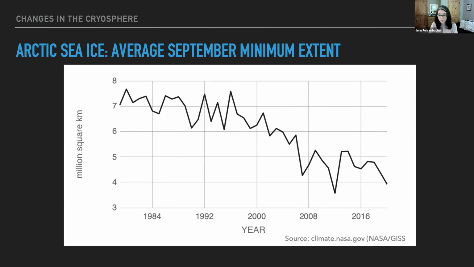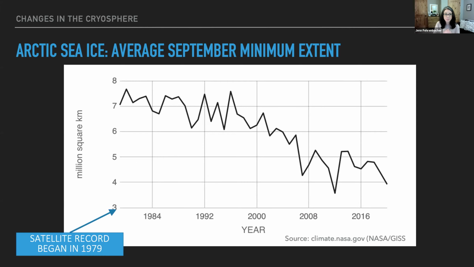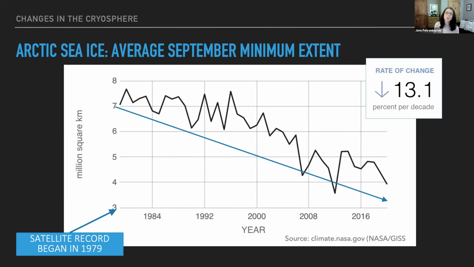We measure this with satellite data. The satellite record for measuring ice in the Arctic began in 1979, so we've got about 40 years of data showing us what's been happening in the Arctic with ice extent. Again, overall, we see a change. We know that temperatures are going up on the planet, and in response, we're seeing things like ice on the planet melt. The rate of change is about 13% per decade. And some scientists would even suggest that the rate of change is increasing.